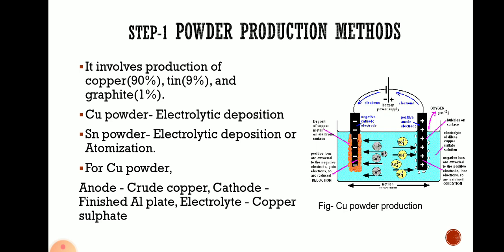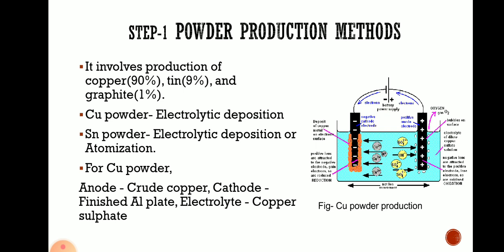So how to prepare that powder of copper and tin? For that purpose, copper powder is prepared by electrolysis process, electrolytic deposition, and tin powder is prepared either by electrolytic deposition or atomization process. So what are these processes that we have seen in previous videos? How to prepare the powder by electrical process, by mechanical process and by atomization process. So electrolytic deposition process is as shown in that diagram. Here you have to use the negative cathode electrode and positive anode electrode, and in that you are using one solution, called an electrolytic solution. That electrolytic solution is of copper sulfate.